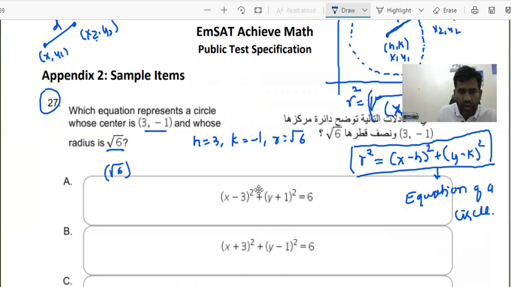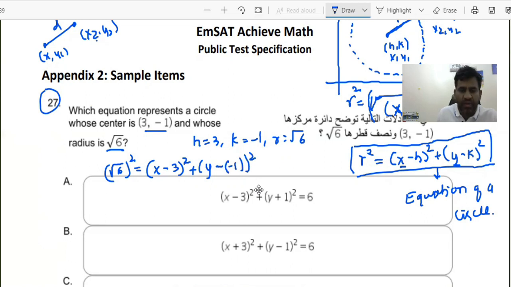Root 6 square is equal to x minus x; these are fixed, nothing to do with it. Minus h: the value of h is going to be 3 square plus y minus, that's y minus x minus, these are fixed. Minus what is the value of k? The value of k is going to be minus 1 square.